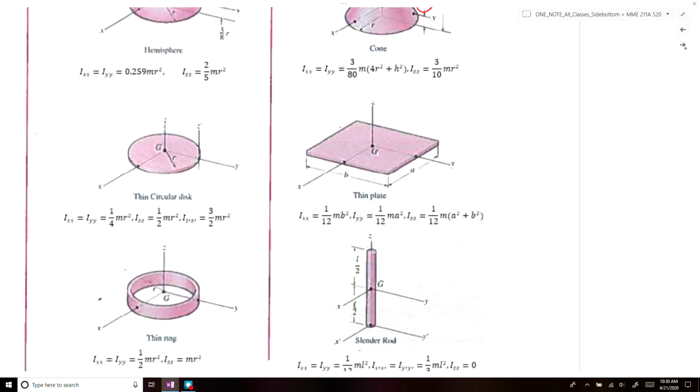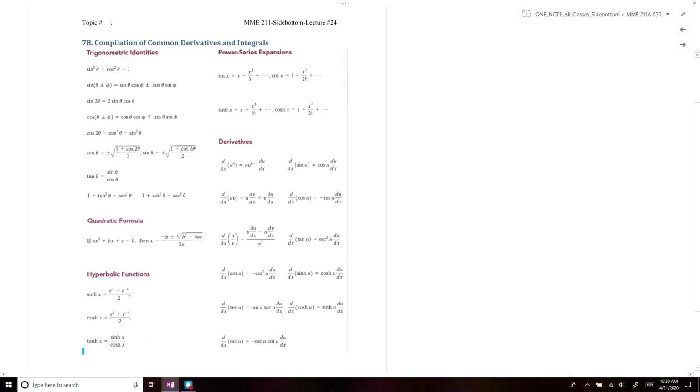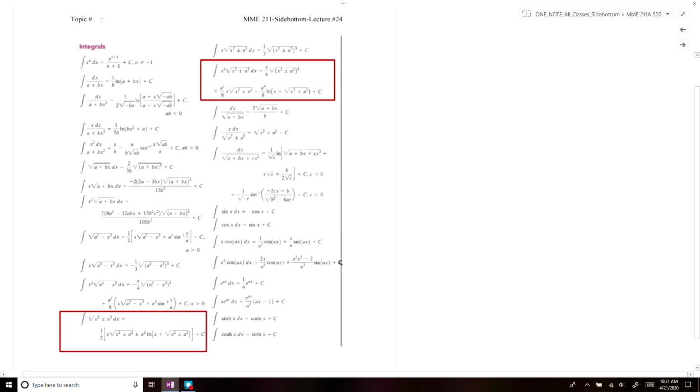And then the other piece of information that might help you solve these problems is some common formulas to relate for trigonometry and for derivatives. So we have some trig identities here, and we have some common derivatives of common trig functions and hyperbolic trig functions. And then the other thing we have on the next page is common integrals that we'd use.